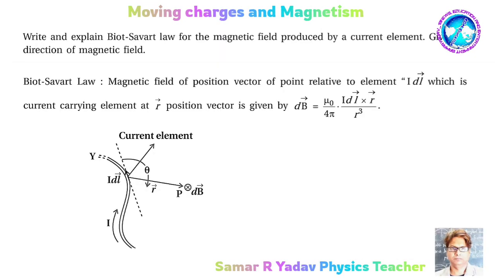Write and explain Biot-Savart law for the magnetic field produced by a current element. Give the direction of magnetic field.